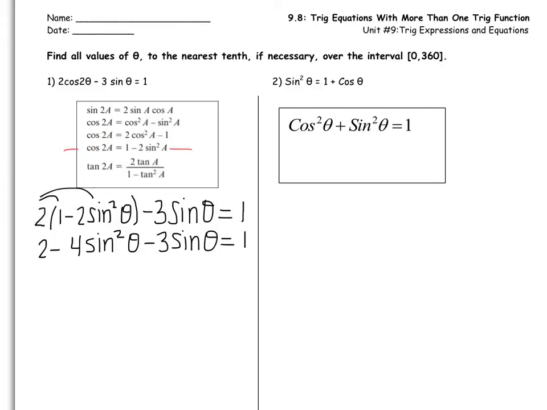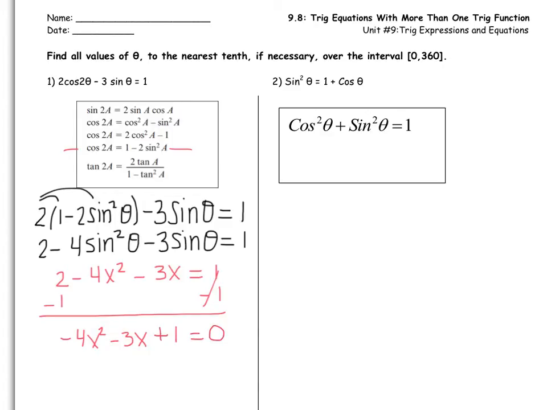Now, what should we let x equal? Well, we only have sines, so let x equal sine theta. So this would be 2 minus 4x squared minus 3x equals 1. Let's bring the minus 1 over, and we'd be left with negative 4x squared minus 3x, and 2 minus 1 is 1, and I'm going to put this on the end.